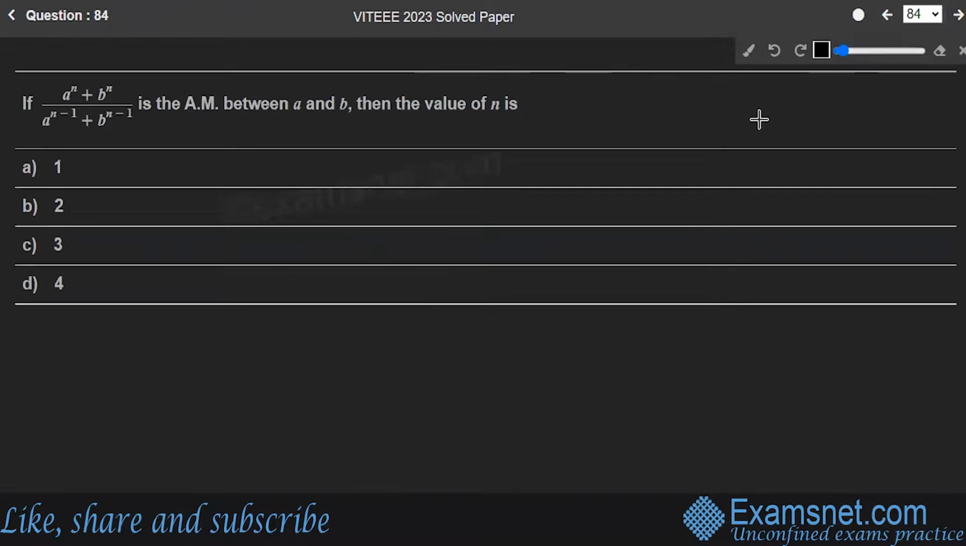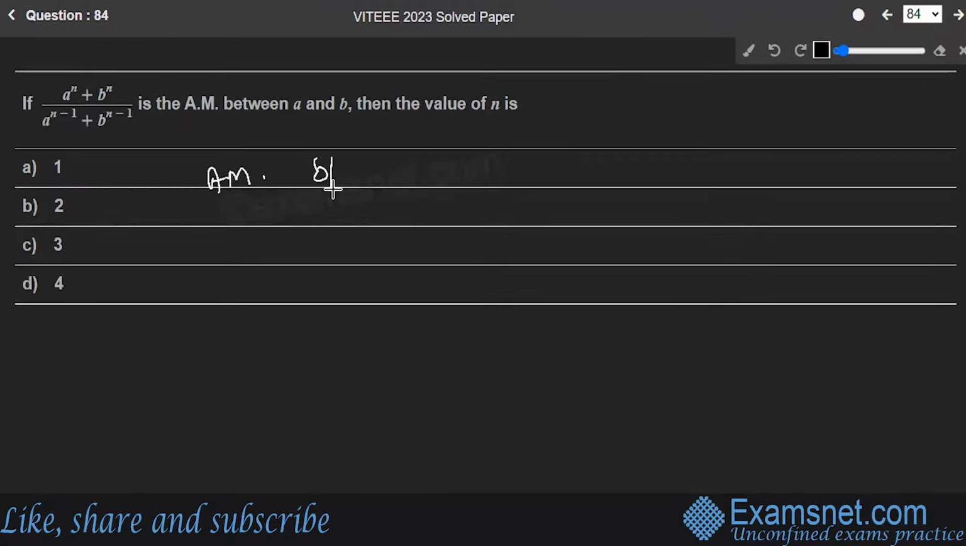Hope you got that. Next is question number 84. If (a^n + b^n)/(a^(n-1) + b^(n-1)) is the AM between a and b, then what is the value of n? Let's talk about the general formula.